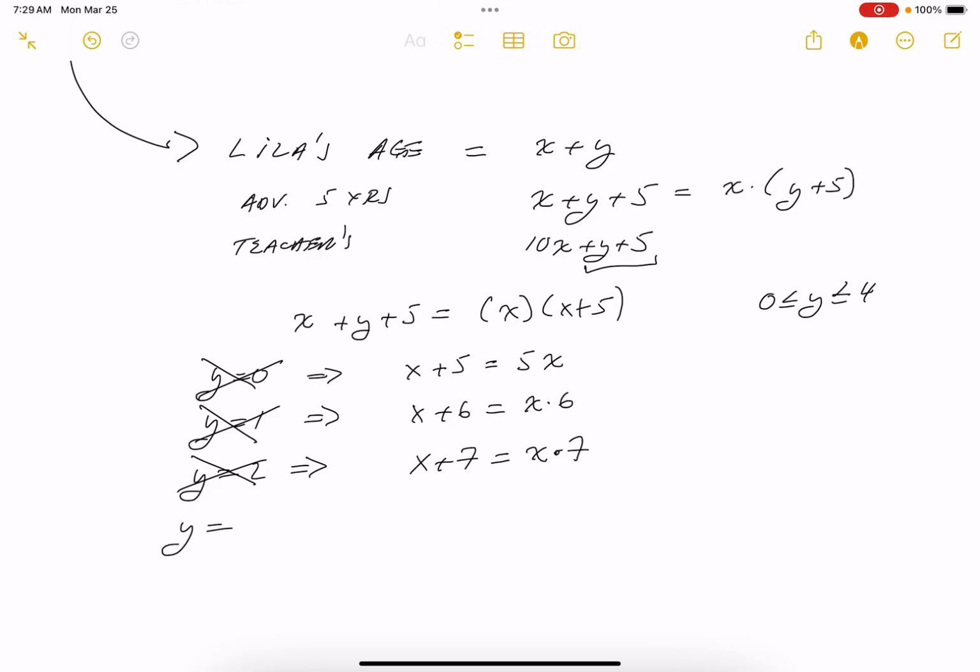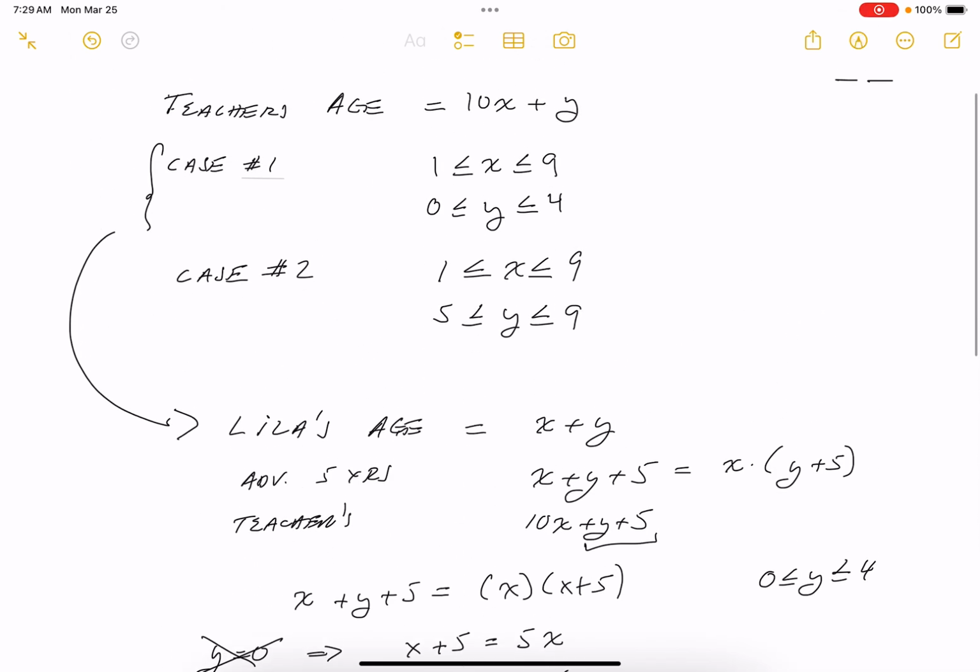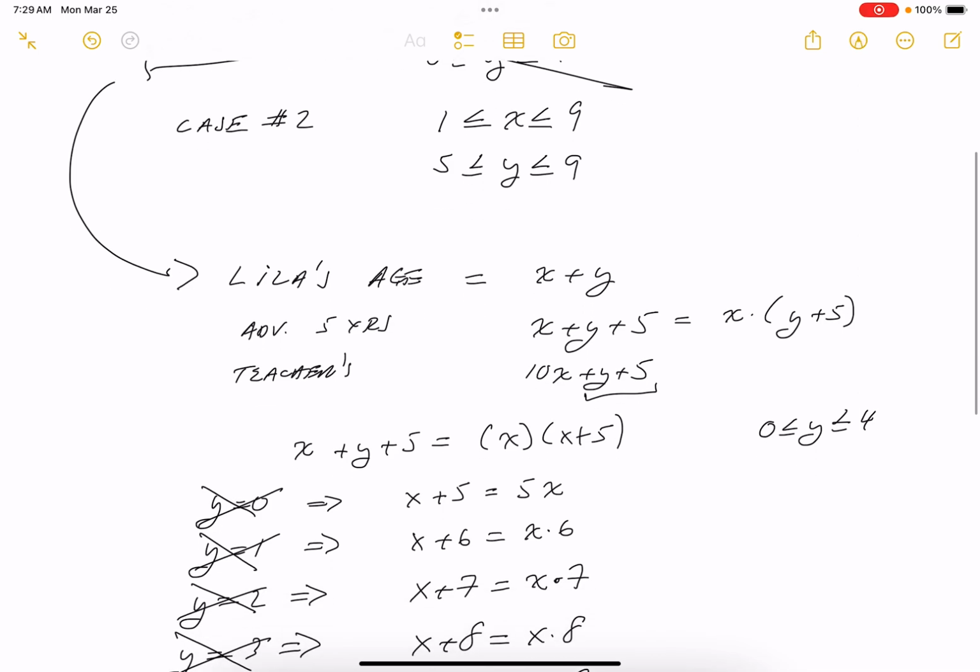Let's do y equals 3. What do you get there? x plus 8 equals x times 8. That has no integer solutions. Let's do y equals 4. What do you get there? x plus 9 equals x times 9. And that has no integer solutions. So case number 1 is not working out. All right, let's move on to case number 2.